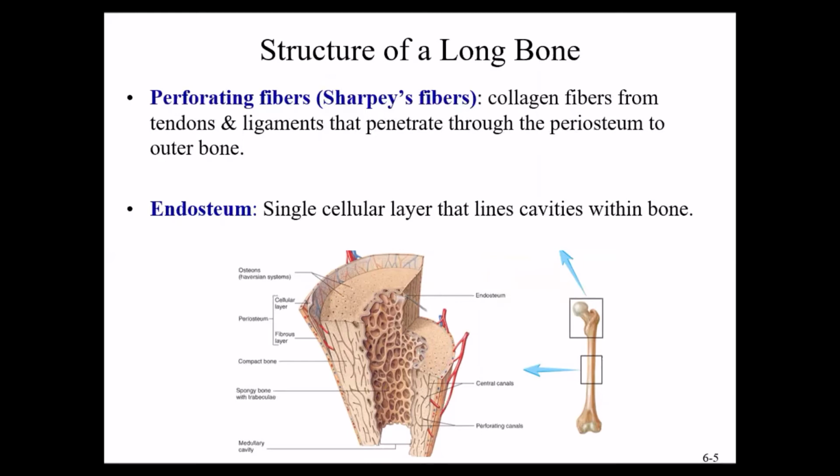And then you have another membrane layer, called an endosteum. Endo refers to inside of. And so inside of a long bone, around this hollow cavity here, or this open cavity, you have a layer of membrane called the endosteum here.